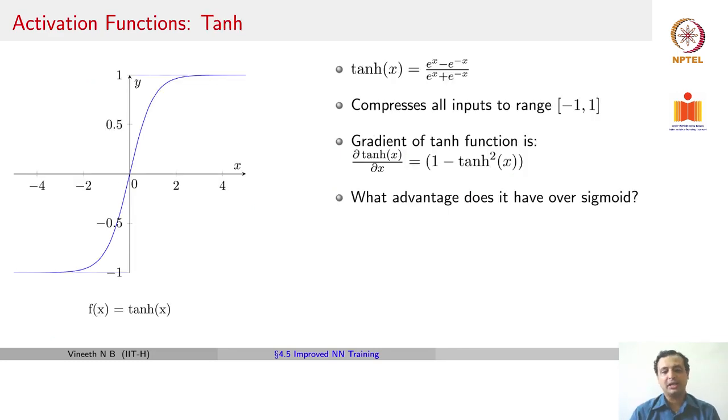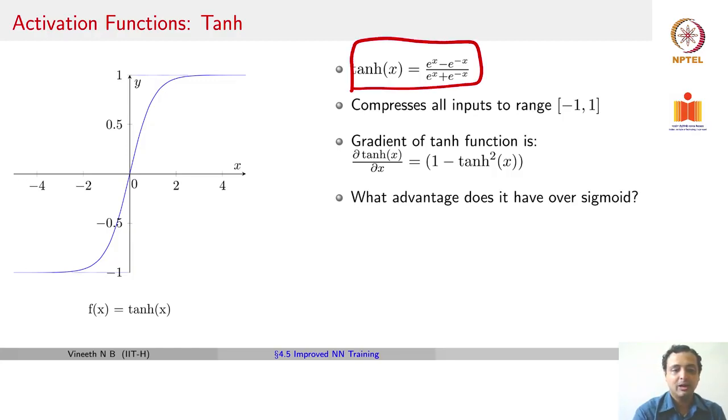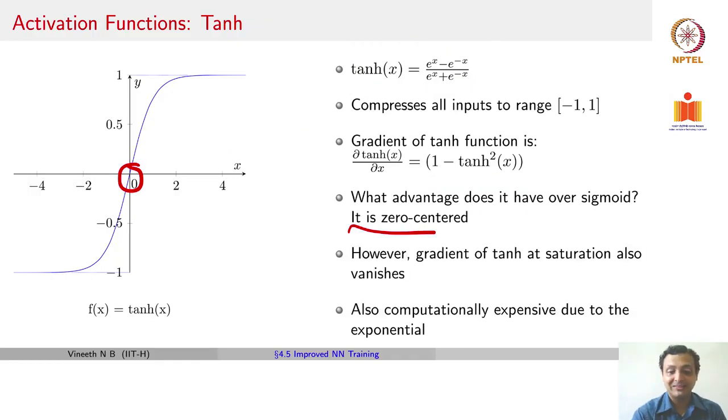What about hyperbolic tangent? Hyperbolic tangent is given by this equation and this visual form. It compresses all inputs to a range of -1 to 1, and the gradient of the tanh function is given by 1 minus tanh square, which you may have worked out as homework again. What advantage do you think this has over a sigmoid activation function? It is zero-centered, which means the outputs of a tanh activation function can be both negative and positive, which could help in learning better.